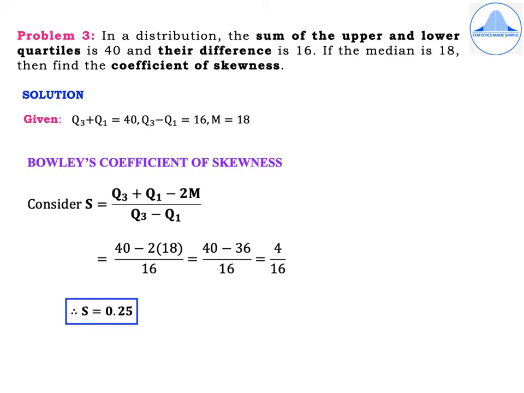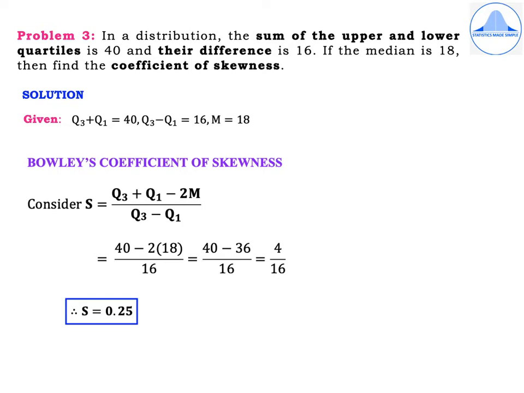So under solution, write given. So the sum of the upper and lower quartiles is 40 means Q3 plus Q1 is equal to 40. So Q3 is the upper quartile and Q1 is the lower quartile. And their difference is 16. So Q3 minus Q1 is equal to 16 and M is equal to 18.